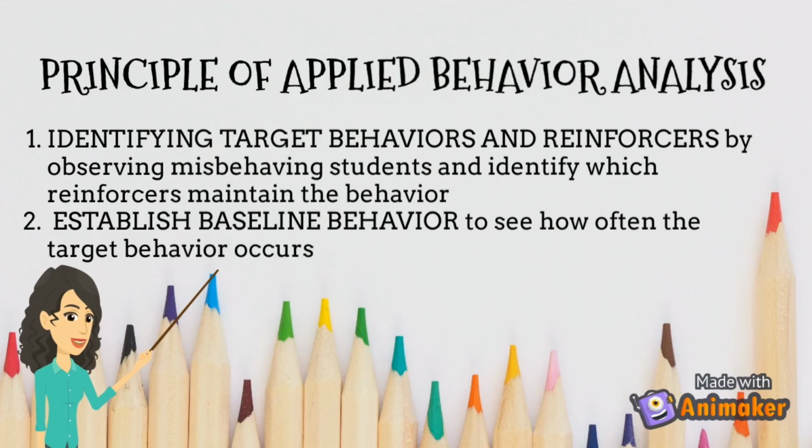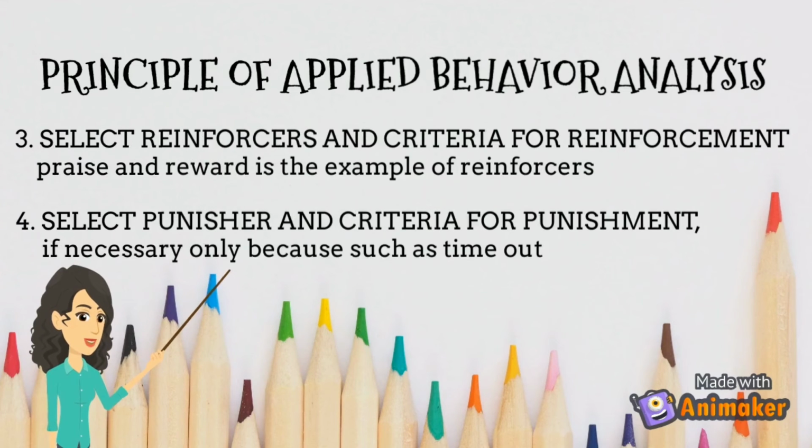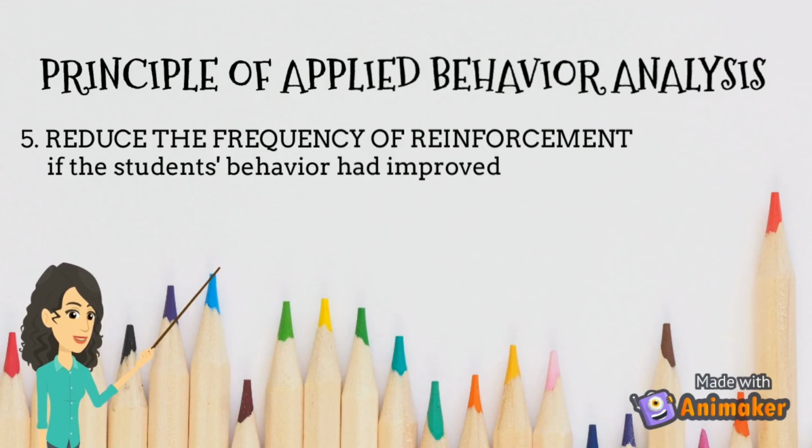There are principles in applied behavior analysis. The first one is identifying target behavior and reinforcer. Second is establish baseline behavior. Next is select reinforcer and criteria for reinforcement. Fourth is select punisher and criteria for punishment if necessary. The last principle of applied behavior analysis is reduce the frequency of reinforcement if the student's behavior had improved.